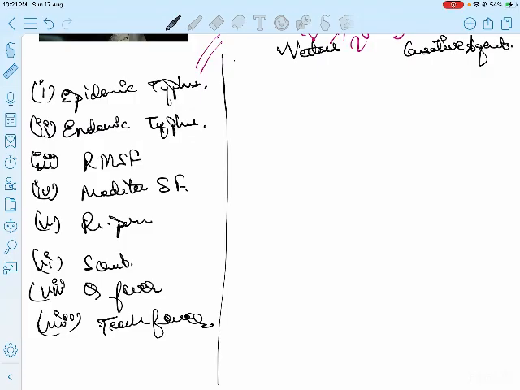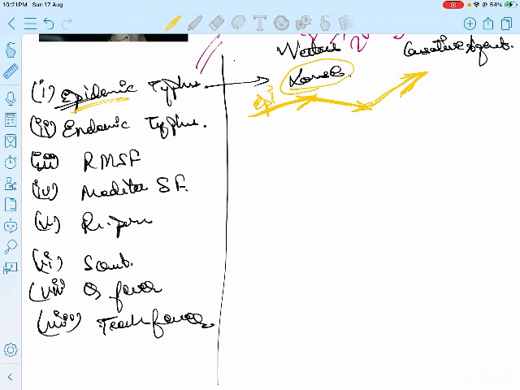Now the vector for epidemic typhus is louse. We can remember louse as a very provocative and notorious agent. So it spreads really fast like an epidemic, so it causes epidemic. Then after treatment it trenches down and then it relapses. So louse is a vector for epidemic typhus, trench fever, and relapsing fever.